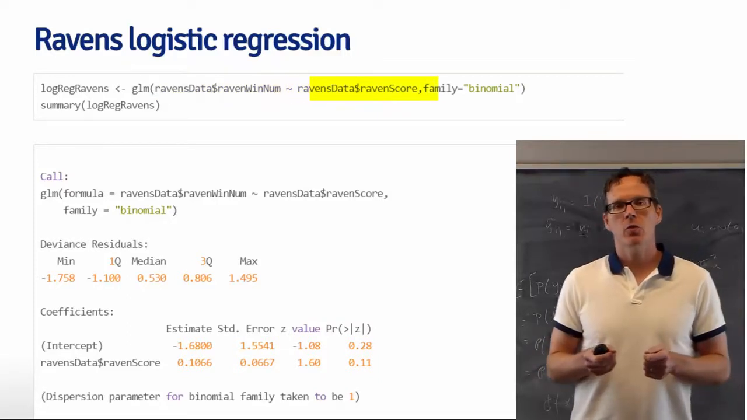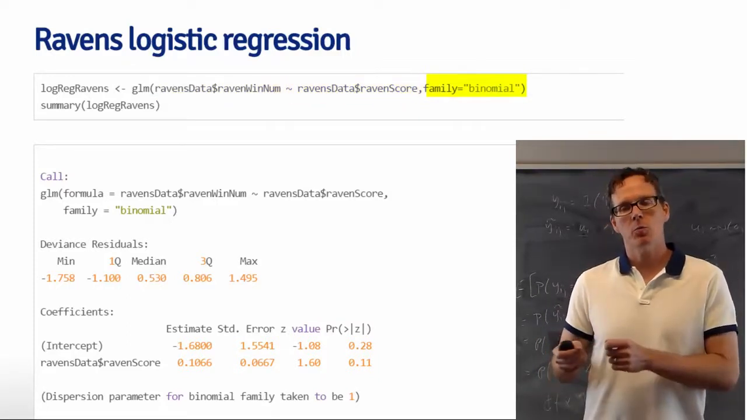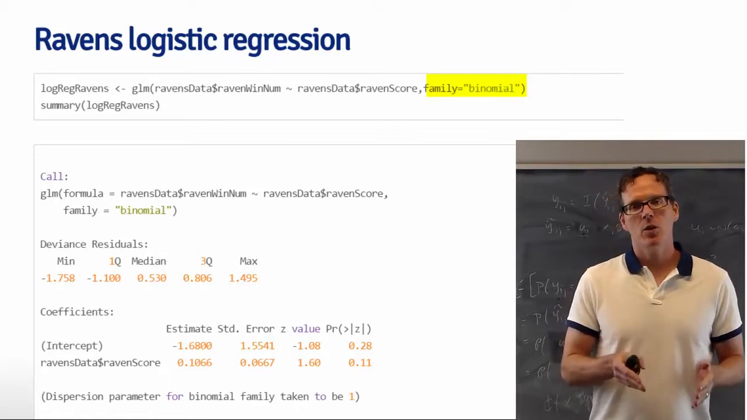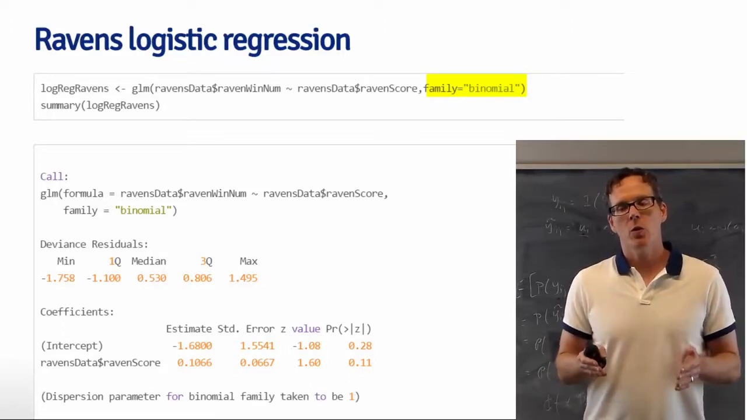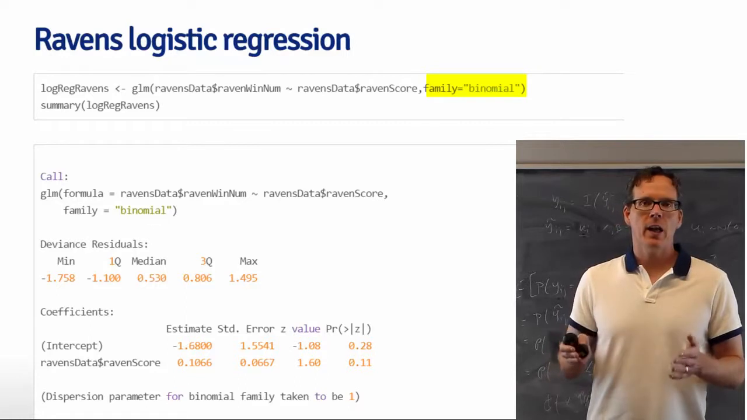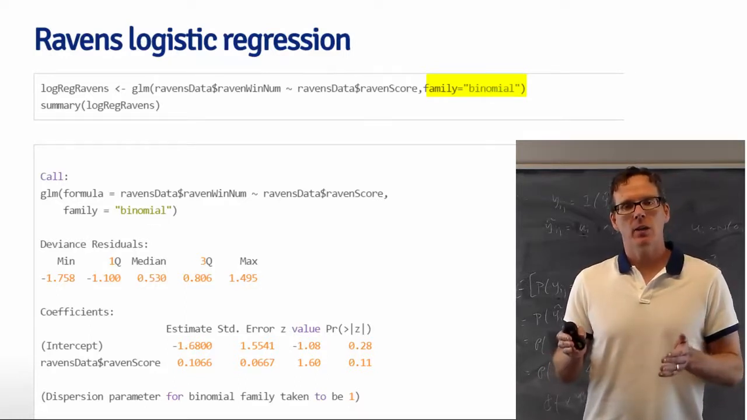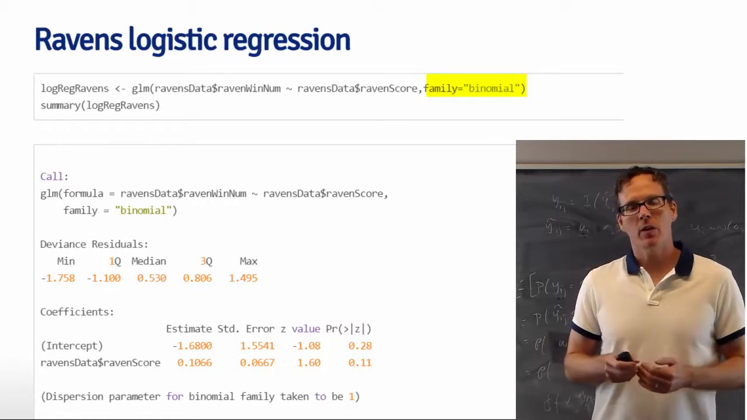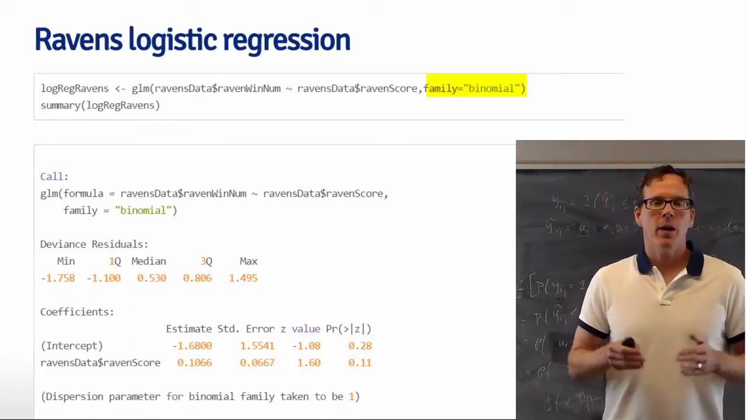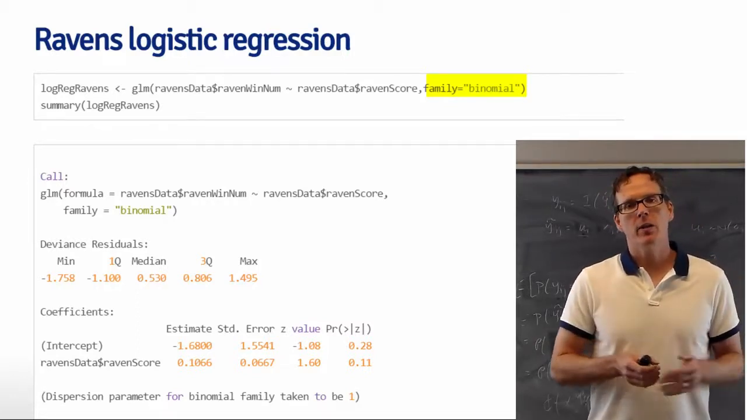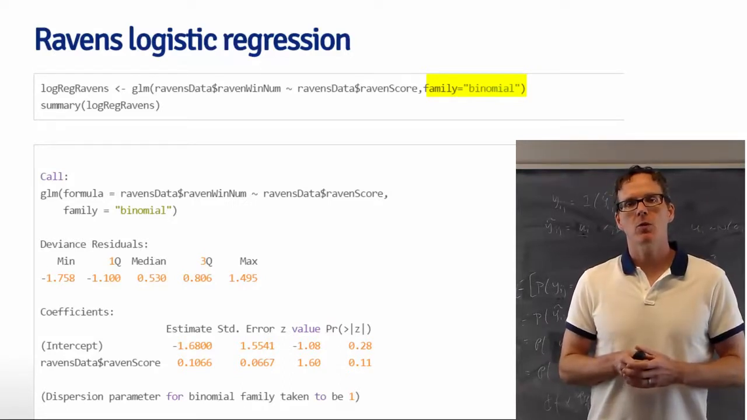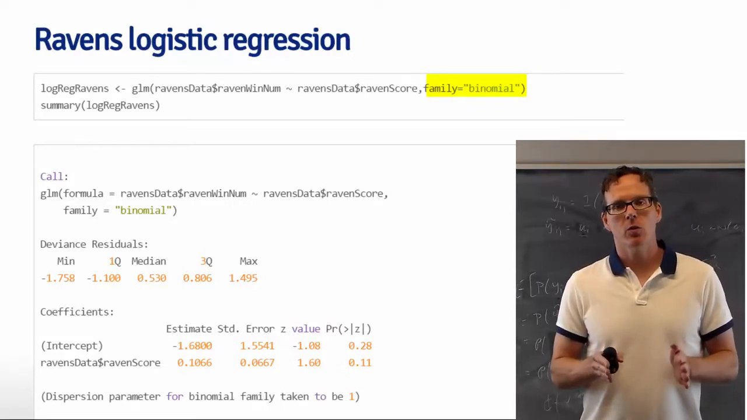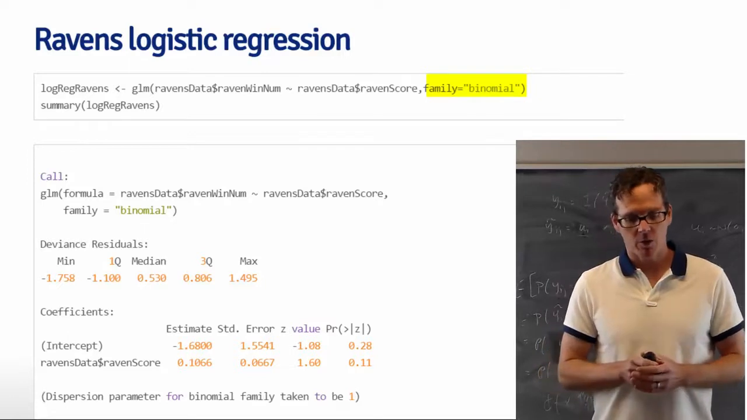In this case, the only difference is now we have to specify family equals binomial, and that's telling the GLM function that we have 0, 1 data. If we had count data, the bounded count data, real binomial data, then we would also have to give it a sample size. Also, by default, for the binomial and binary case, it's going to assume that the link function is the logistic link function, which is what we want, so that's fine.